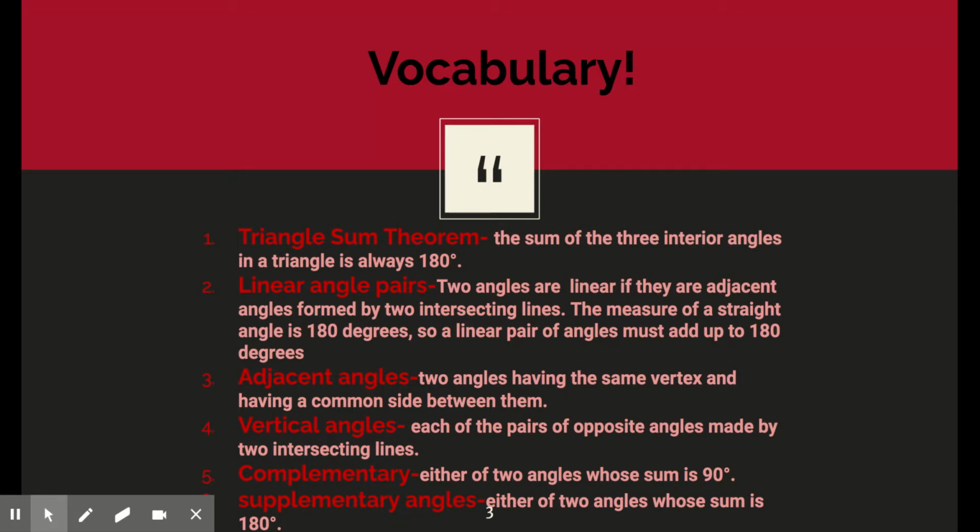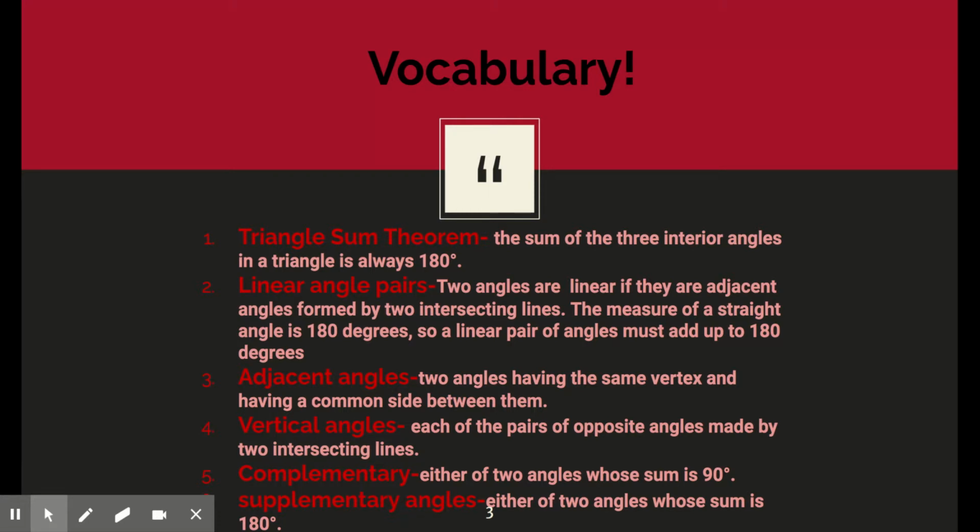So when you add up all three angles that are located inside of the triangle, you should always get 180 degrees. For the linear angle pairs, two angles are linear if they are adjacent angles formed by two intersecting lines. The measure of a straight angle is 180 degrees, so a linear pair of angles must add up to 180 degrees as well.